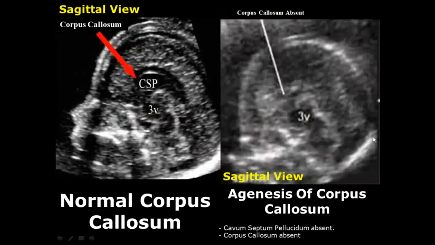In agenesis of corpus callosum, the corpus callosum, which connects the cerebral hemispheres, is absent. Along with that, the cavum septum pellucidum is also absent.